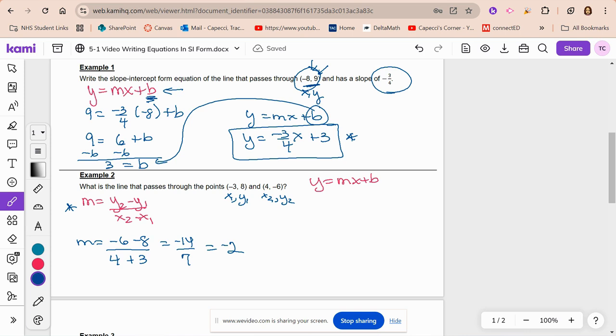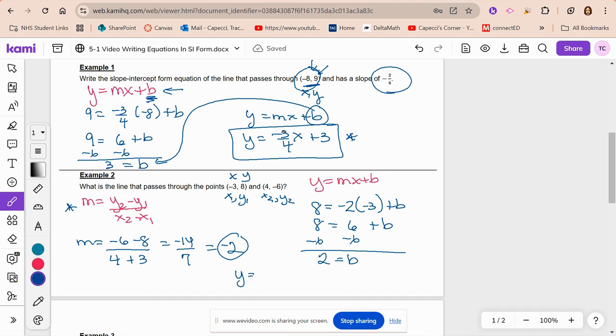So now we're at the point where we were last time, right? We have our slope and we have a point. You can pick either point, it doesn't matter. I'm going to pick this is my x and this is my y. Again, I'm going to substitute 8 where I see my y. My slope we know is negative 2. My x value that goes along with that 8 is negative 3, plus b. So 8 is equal to positive 6 plus b. Get my b by itself because I'm solving for that. And my y-intercept is 2.